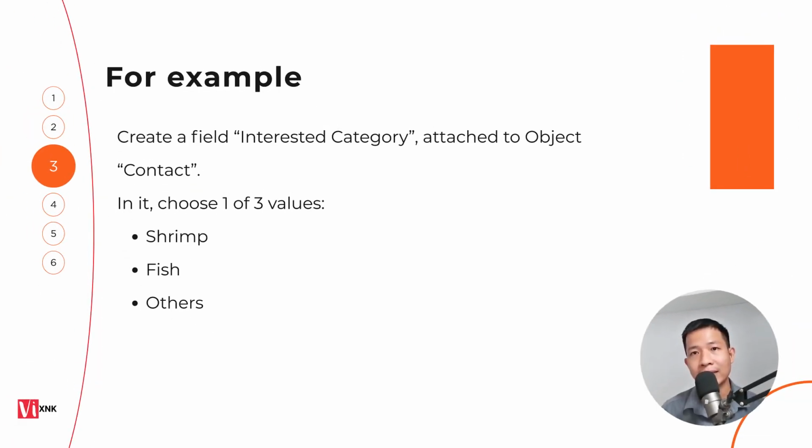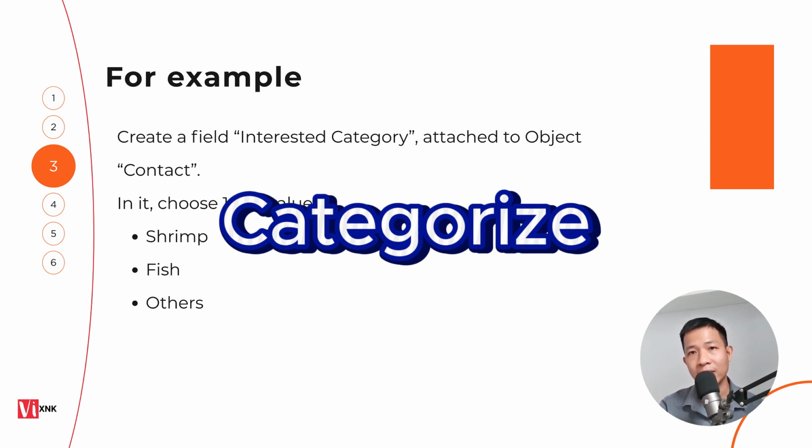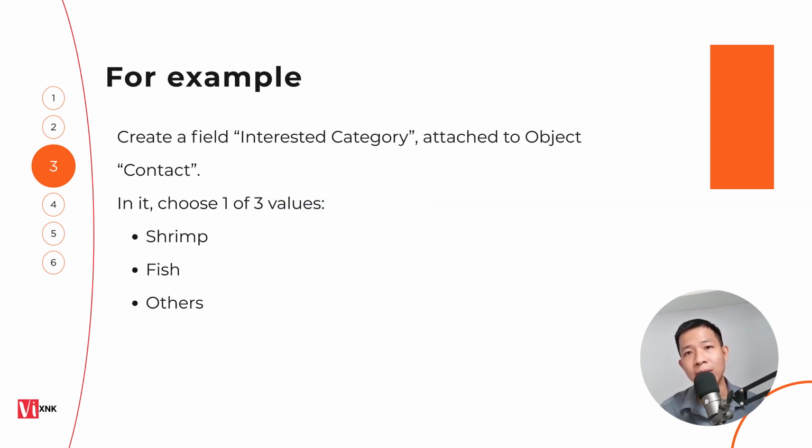Go to their website and see that their site is about shrimp farming, then I want to click on their data to mark that this customer is interested in shrimp, for example. Later on, they'll be able to categorize my entire customer list to see how many customers are interested in shrimp, how many are interested in fish, or how many are interested in other products.